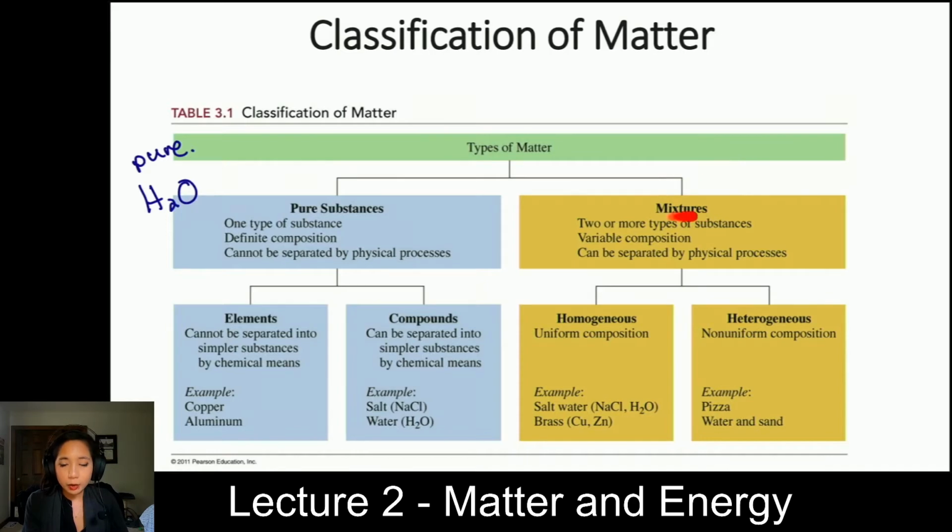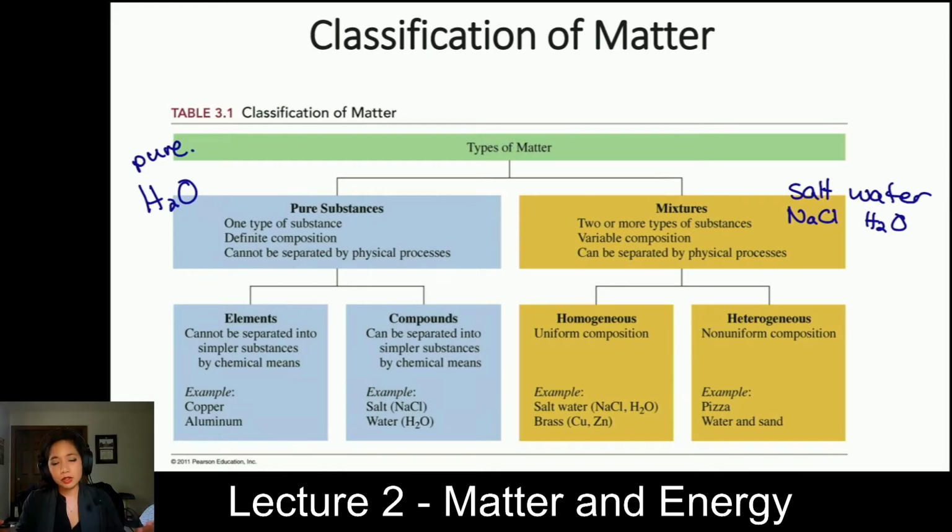Then we have mixtures. So my example was salt water. Salt water contains, you guessed it, salt, NaCl, and water, H2O. There's 2 substances present. What I mean by variable composition is that I can have different ratios of salt and water, and it can still be considered salt water. I could have 50% salt, 50% water. It's still salt water. I could have 1% salt, the other 99% is water.